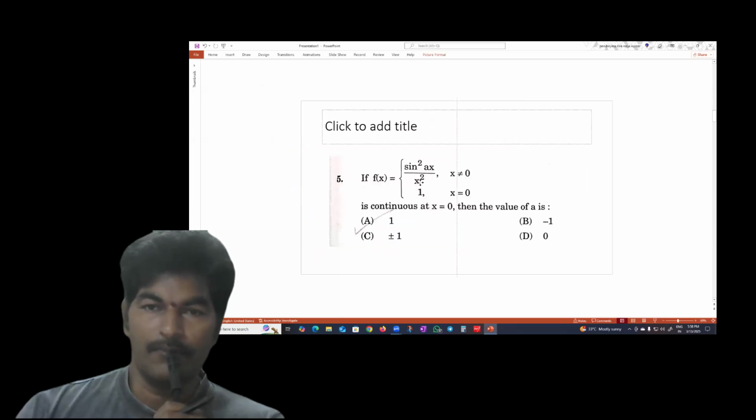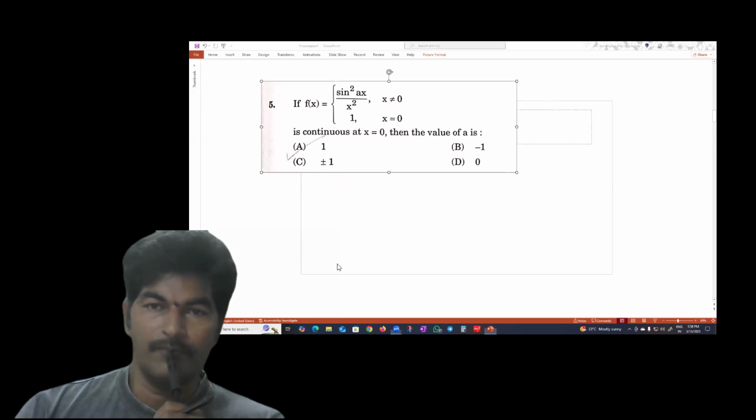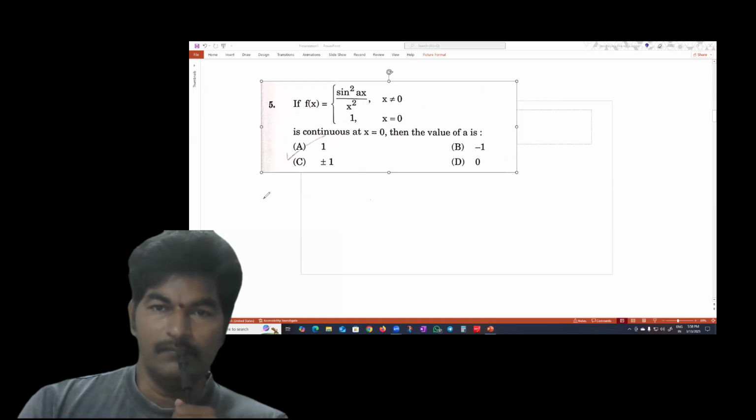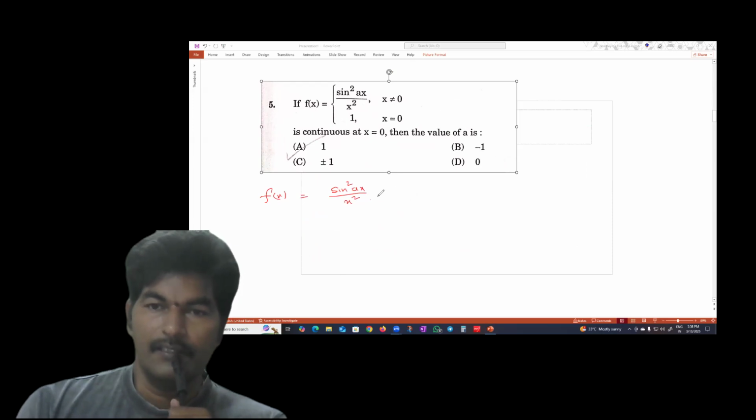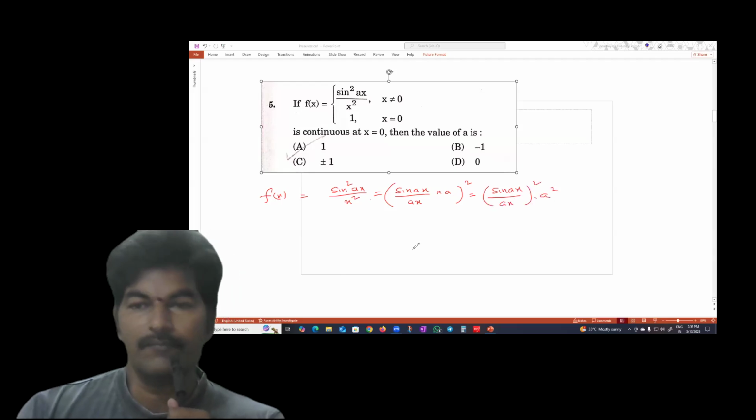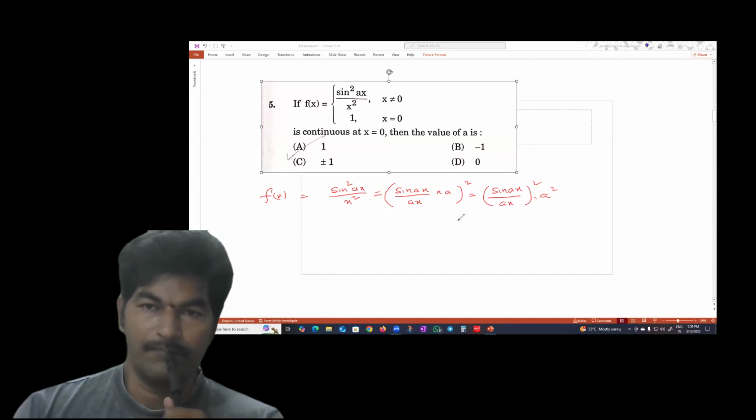Next, look at problem number 5. In this problem, f of x was defined as sine square ax by x square. You can write this as sine ax by ax whole square, but a is not there. We could do one thing: multiply and divide with a, and create sine ax by ax whole square times a square.